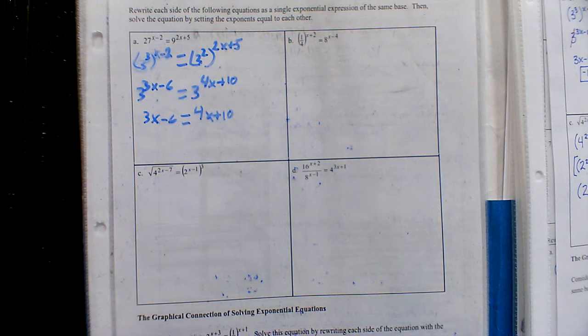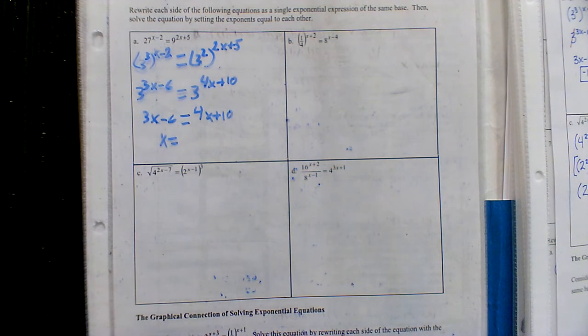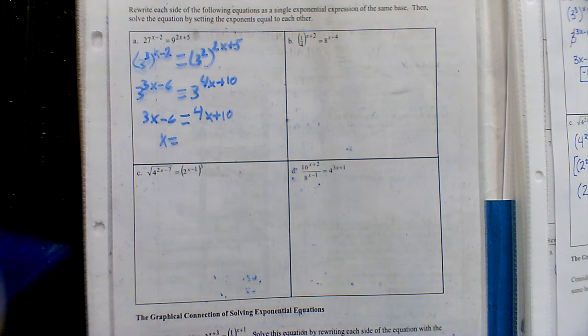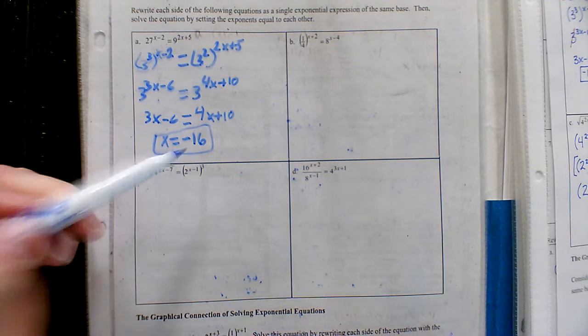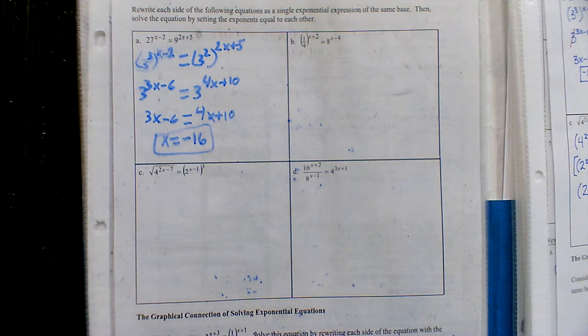So now you just have an algebraic problem. Go ahead, solve that for x. Anybody find x? Ashlyn? Negative 16. So that is the value that, if you plug back into the original, makes that true. Negative 16.